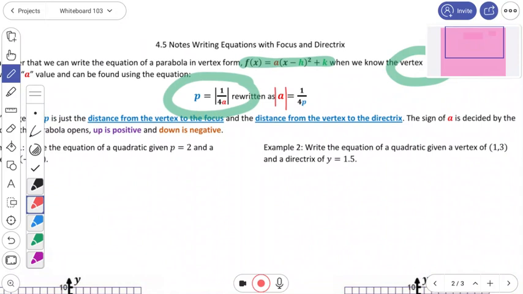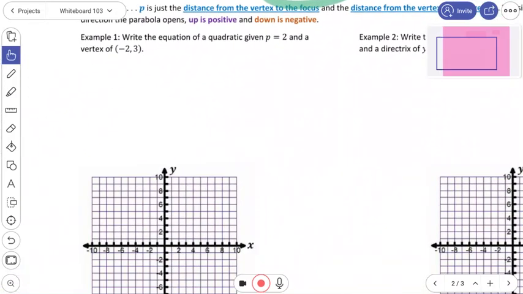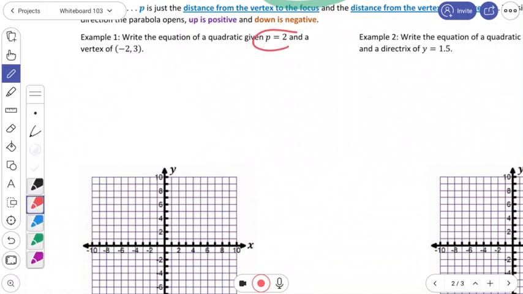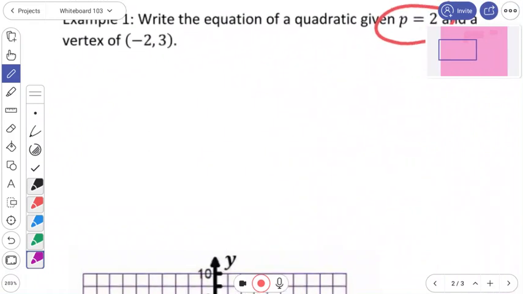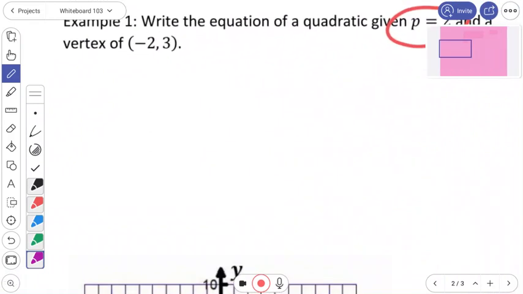Okay, let's see what information we are given. For our first problem, it says write the equation of a quadratic given a p-value of 2 and a vertex of -2, 3. Now, I want you guys in the habit of always labeling your vertex h and k. So we see vertex, we know, oop, that's our h value and our k value.